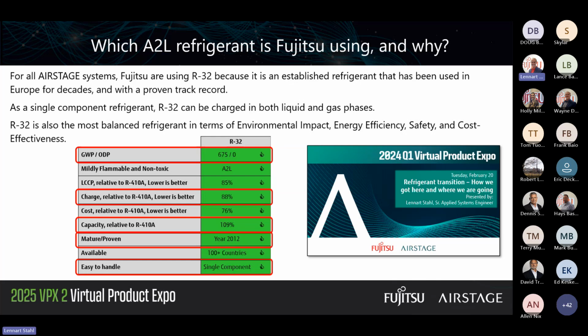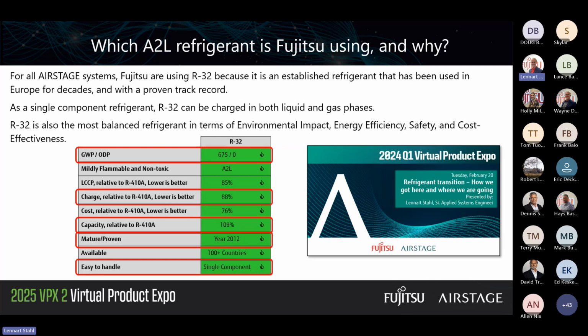So in the table there, we compare, obviously the GWP and the ODP has to be good enough, and green means it's better than 410A. That's what we're comparing with now. Charge, you can see it's 88% only needed compared to 410A. So less charge is going to be needed with R32 compared to 410A. Capacity, similar, 9% better capacity than 410A.